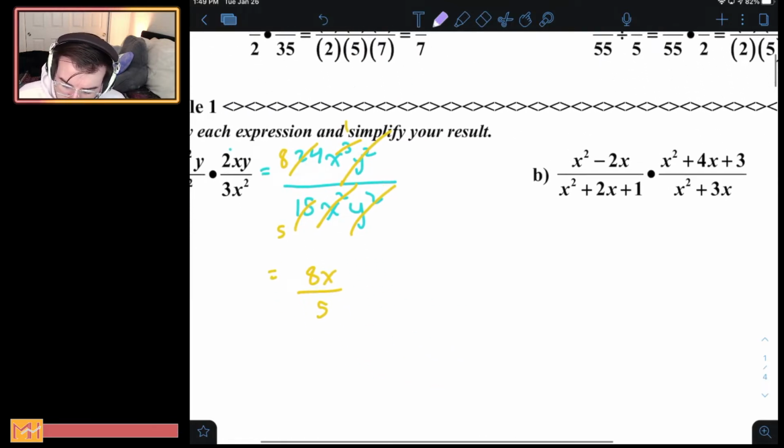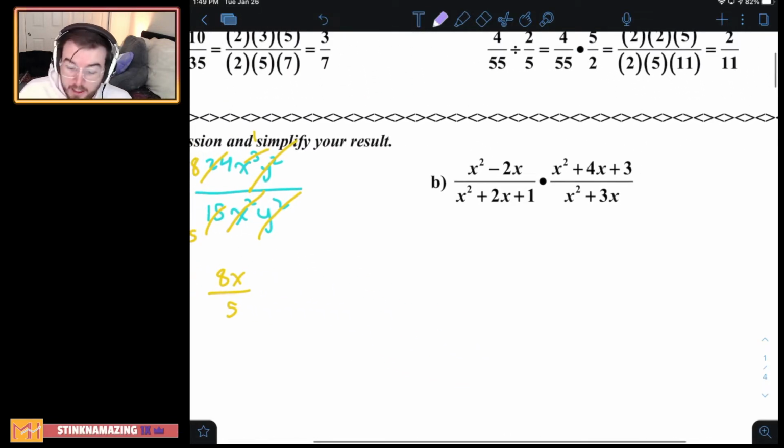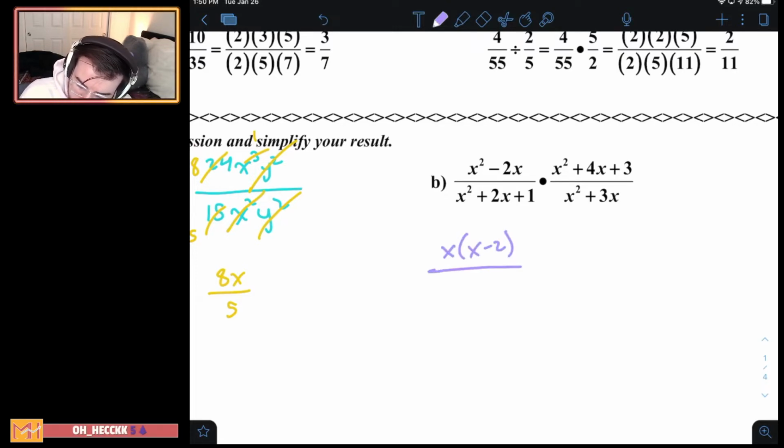Let's keep it going. Here, we actually have to factor. We've got x times x minus 2 all over, and again, I looked at this and said there's a GCF of x. So I pulled out an x and I'm left with x minus 2. Here, I have 3 terms, so I'm saying to myself, what multiplies to 1 and adds to 2? 1 times 1 is 1, 1 plus 1 is 2.